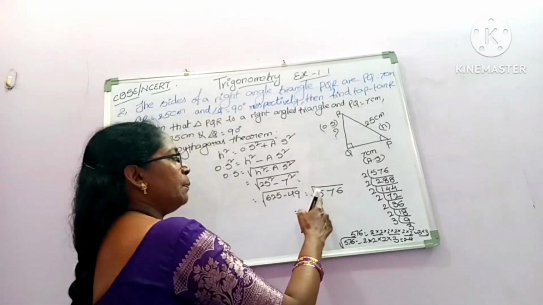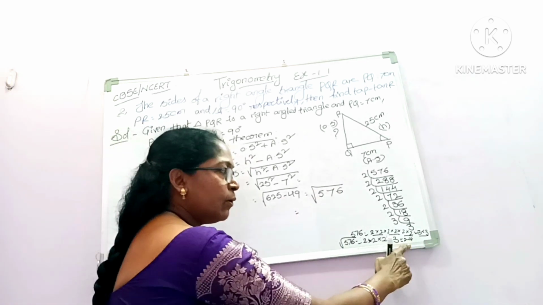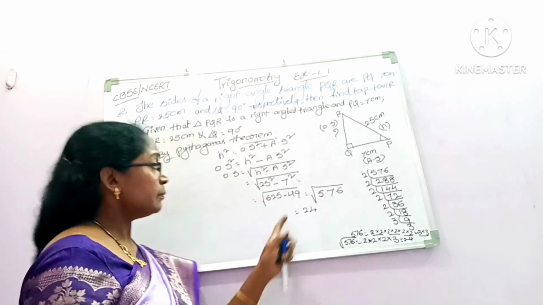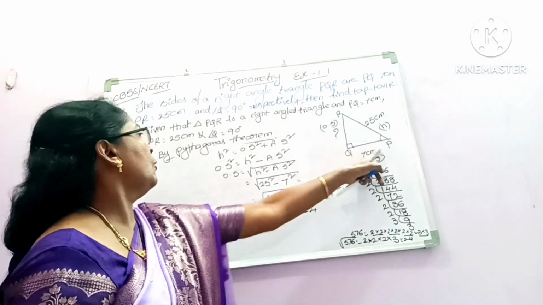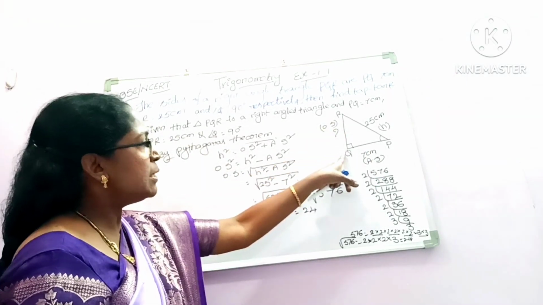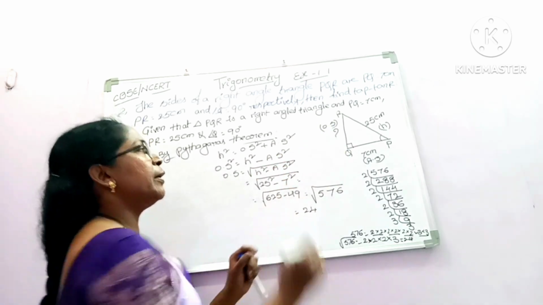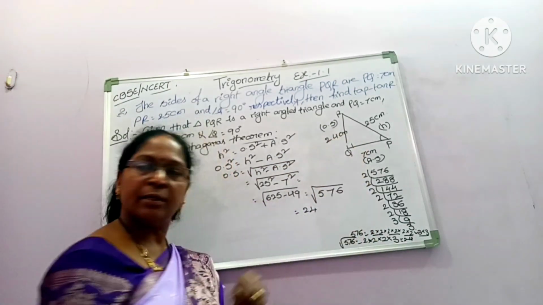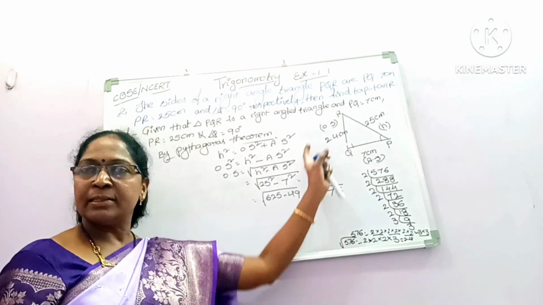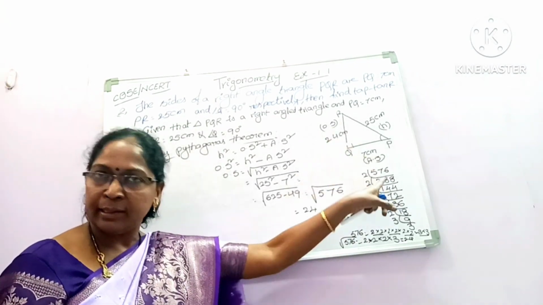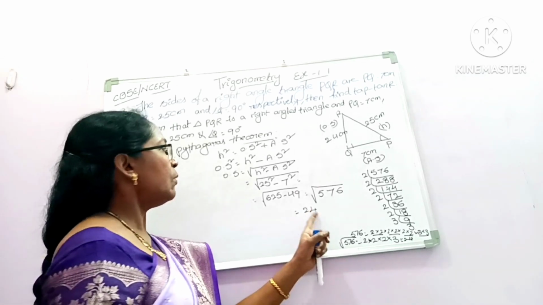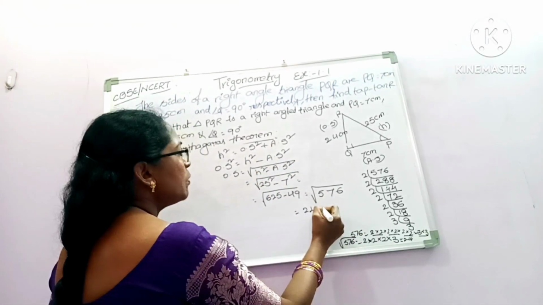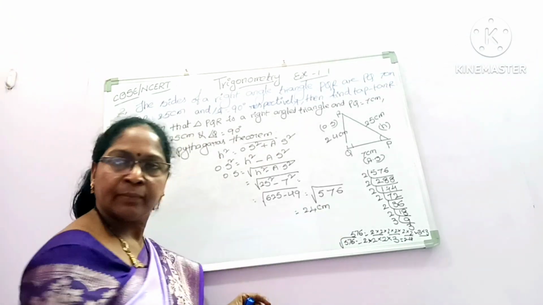24. That means the square root of 576 equals 24. This is QP. Here this opposite side QR value equals 24. Here you represent 24 centimeters. First you have to find out the opposite side of the right angle triangle. Now that equals 24, we got it. These are all given in centimeters, so here you will also get centimeters only.